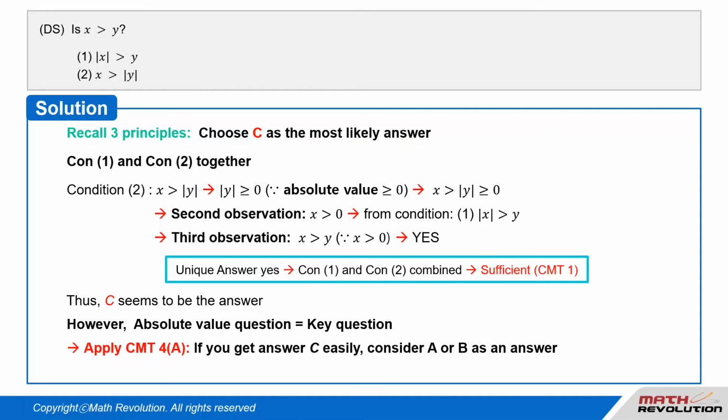However, since this question is an absolute value question, which is also one of the key questions, also by tip 4, trivial conditions usually is not the answer. That is, C is not the answer. We should apply CMT 4A, which states that if answer C is found too easily, either A or B should be considered as an answer. Therefore, let us check each condition.